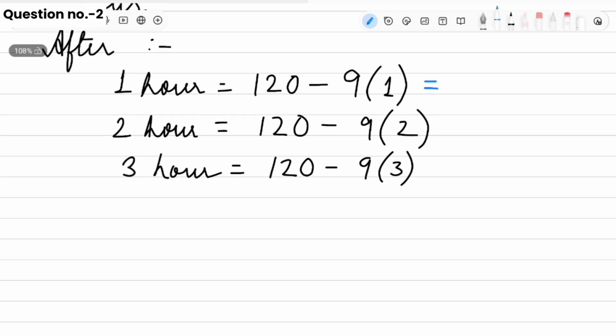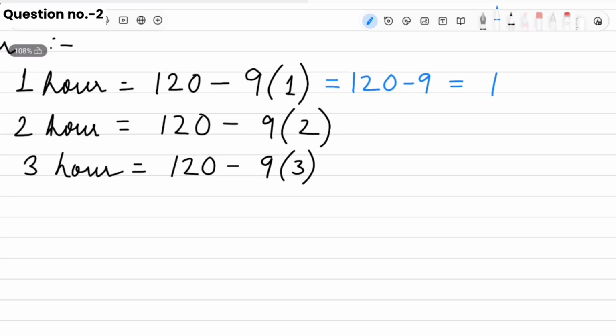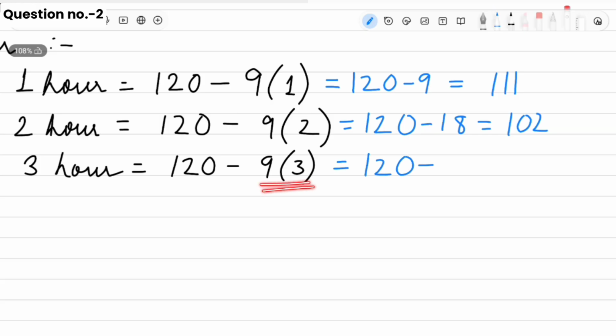सो हम इस एक्सप्रेशन को अब कैलकुलेट करेंगे. So it will be 120 minus 9. So 120 minus 9 is going to be 111. Then 120 minus 9 twos are 18. So it's going to be 102. Then 120 minus 9 threes are 27, is equal to 93. सो हमें अपने आंसर मिल गए first hour, second hour and third hour.